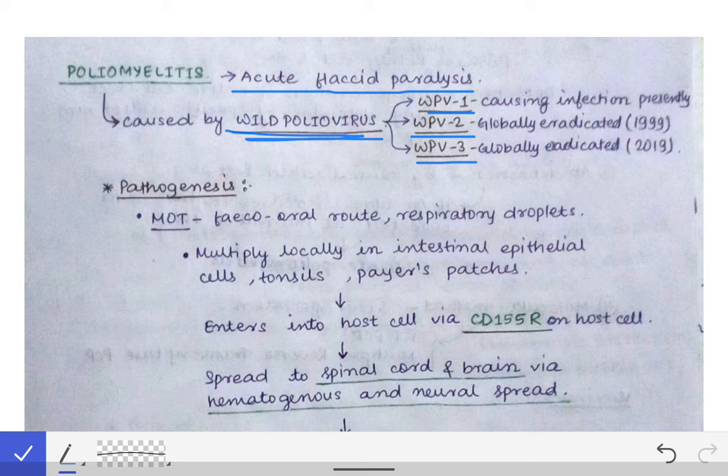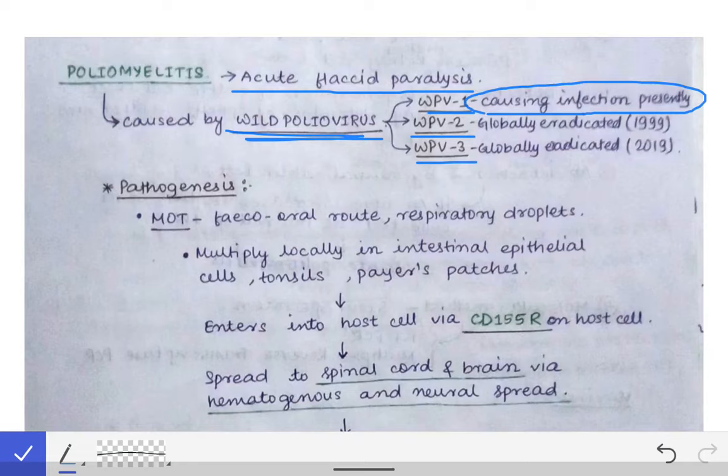WPV1 is the poliovirus that is causing infection presently in certain parts of the world, like Pakistan and Afghanistan. These are the countries which still have this poliovirus today, but poliovirus has been eradicated from India completely, and India was declared polio free in the year 2014.